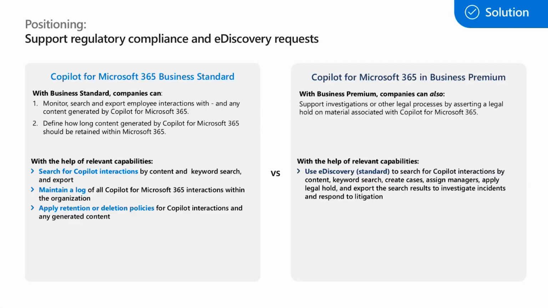So Business Standard and Business Premium both can create audit logs of Copilot interaction and apply retention and deletion policies. While Business Standard has basic content search to search Copilot-generated content across M365 resources and export the results, Premium provides additional e-discovery capabilities to create cases, assign managers, and apply a legal hold on that content as needed during any investigations.